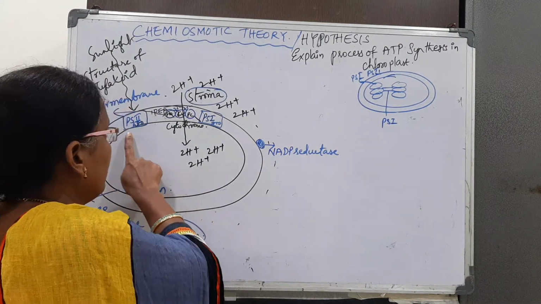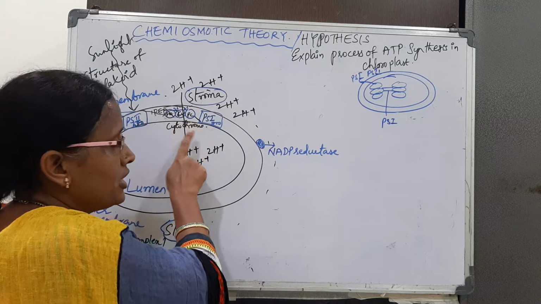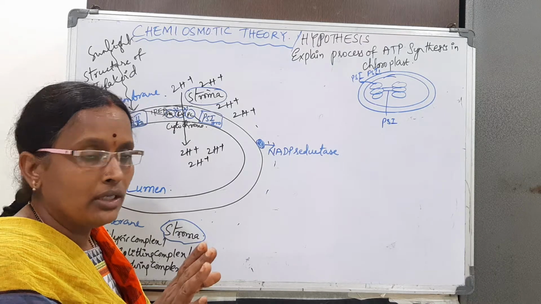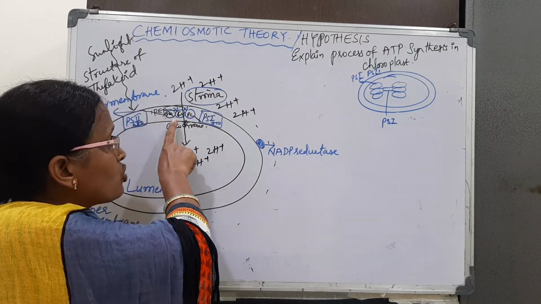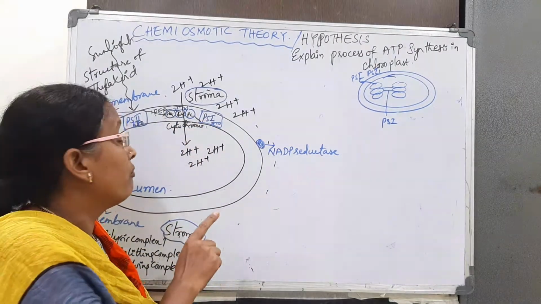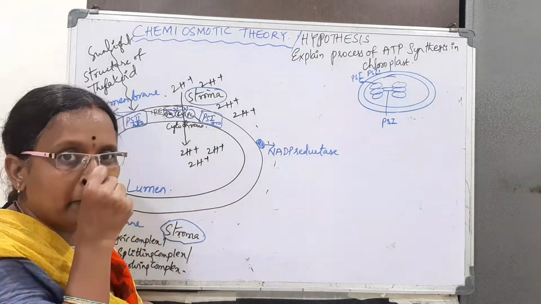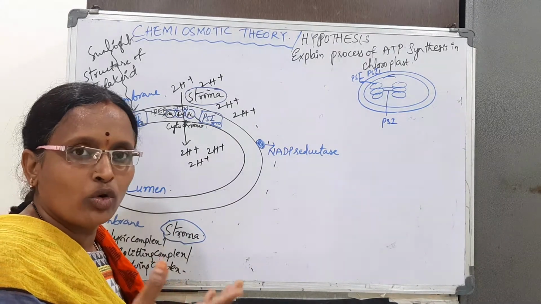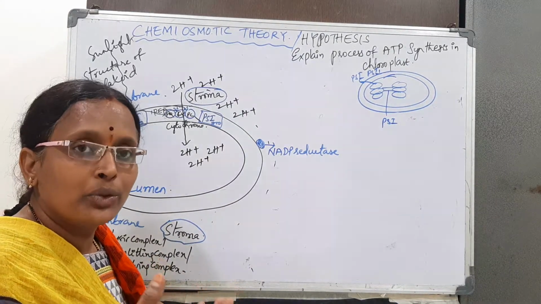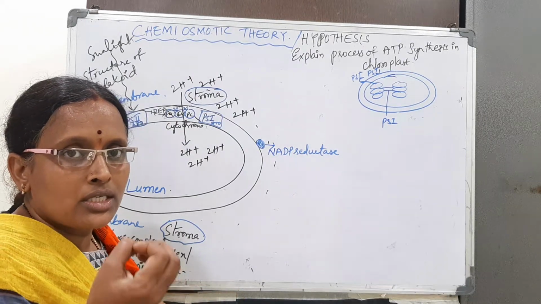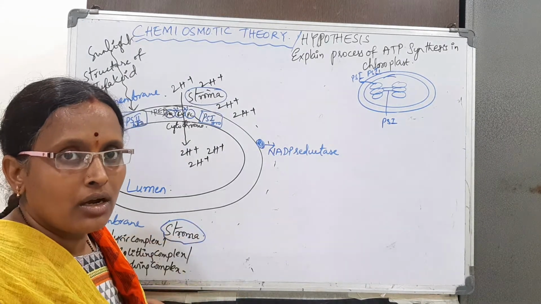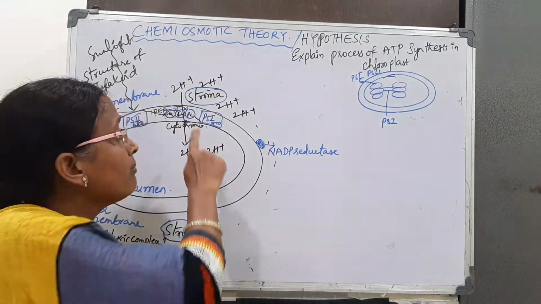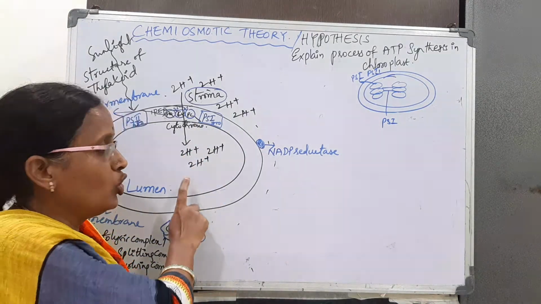So once again, while the electron transport chain is going on in non-cyclic photophosphorylation, when electrons move through the different carriers and come to the cytochrome, energy is released, because they are coming from a higher level to a lower level. By utilizing that energy, cytochrome accepts the protons from the stroma and pumps them into the lumen.